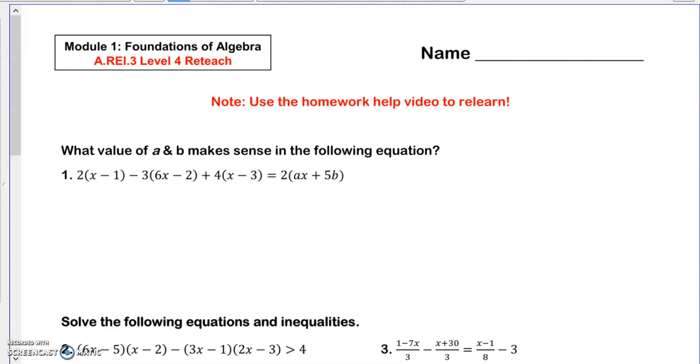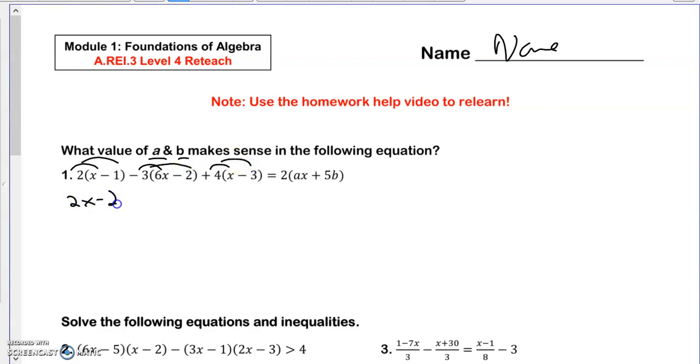Okay, we're doing Module 1, Foundation of Algebra, A.REI.3, Level 4, Reteach. So this one, we're just going to put everything we learned together. If we take a look at this, I need to simplify this side. I need to figure out what A and B are. So the first thing I need to do is simplify the left-hand side. So what I'm going to do is quickly just distribute to the left-hand side.